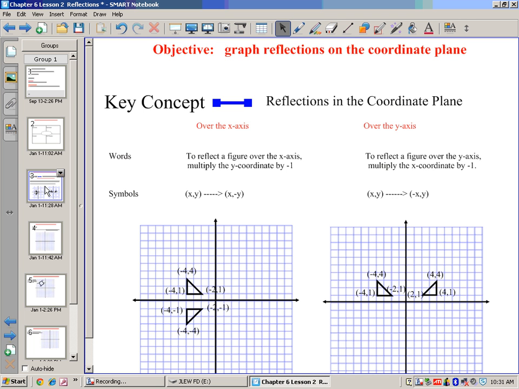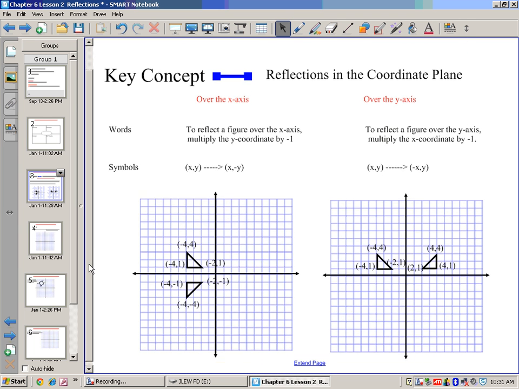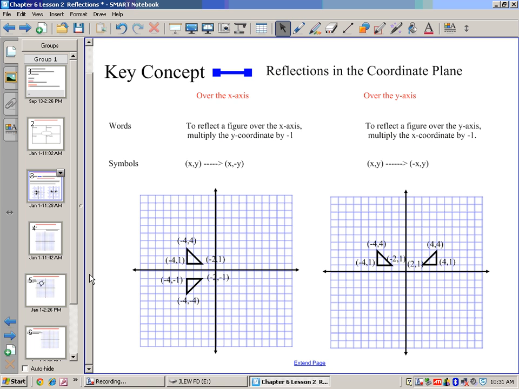And our key concept here for this lesson is when reflecting over the axis. Let's look over to the left side, over the x-axis. To reflect a figure over the x-axis, multiply the y-coordinate by -1. If you see in our symbols, we have our original vertices, original points, x and y, and they become x and -y. So basically you're taking your y and multiplying by -1. So if it starts off positive, it's going to be a negative. And if it starts off underneath the x-axis as a negative, it's going to become a positive.